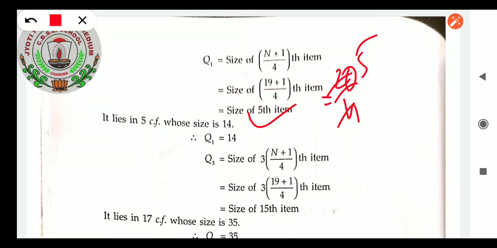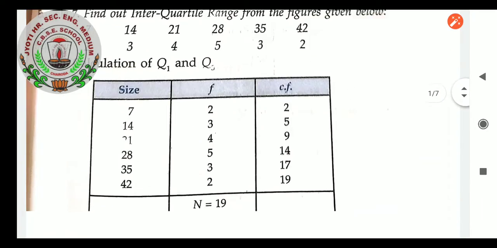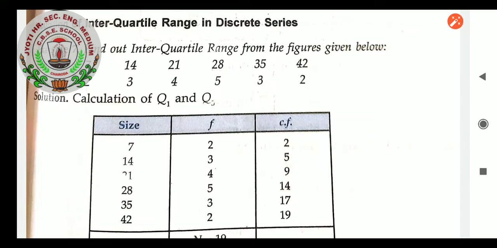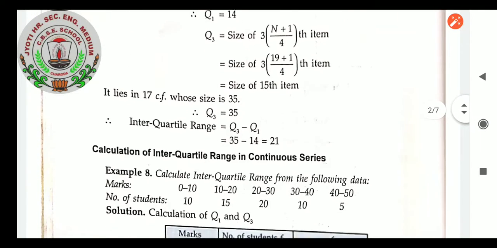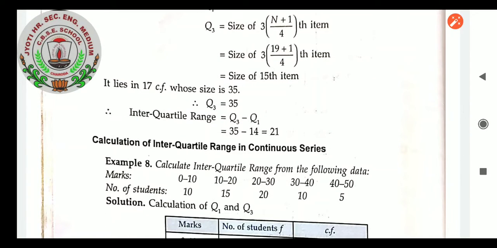In the same way we will take Q3. The formula has one difference: in Q1 it is (N plus 1) by 4, while in Q3 it is 3 into (N plus 1) by 4. So 3 into 5 is 15. We will see the size of the 15th item in the CF. Where is the 15th item? Here we can see the 15th item lies in the CF 17, so the size is 35. Q3 equals 35. The CF in which Q3 lies gives the corresponding size as Q3.